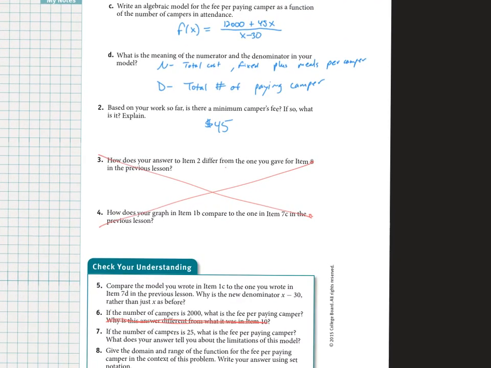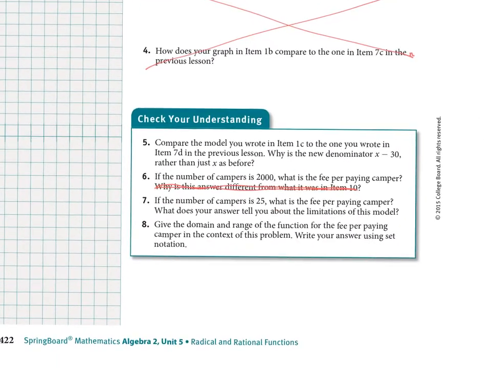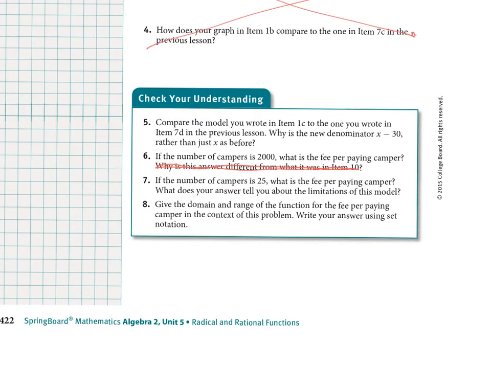It's not going to be at 0 anymore. It's going to be at 30 because, again, we've got to have over 30 campers to even have a paying camper. So again, why is the denominator x minus 30 here? There are 30 scholarship campers.